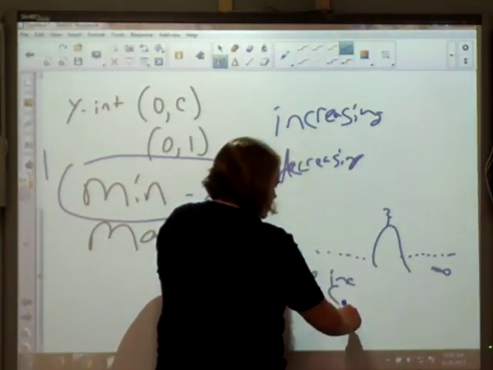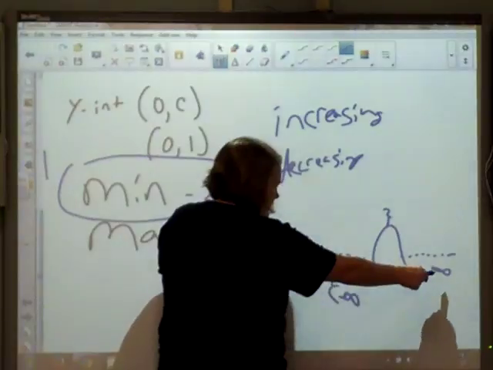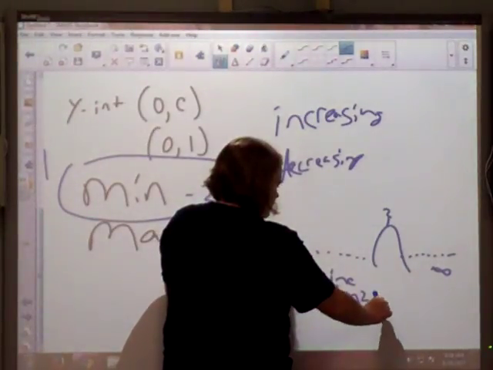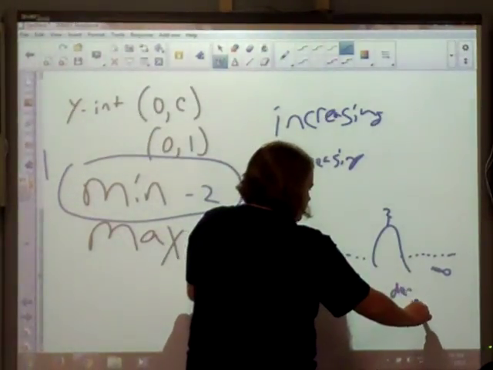So we would say increase. I thought you said that was negative. Oh, over there? Yeah. Oh, I didn't mean to, I did. And then decrease.